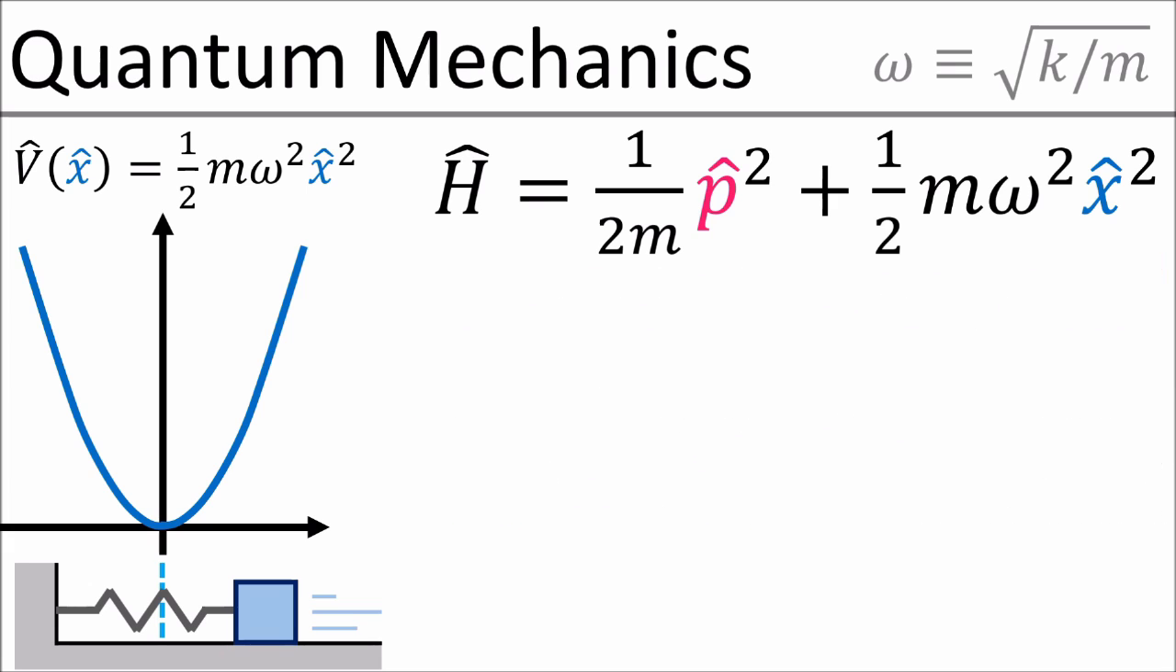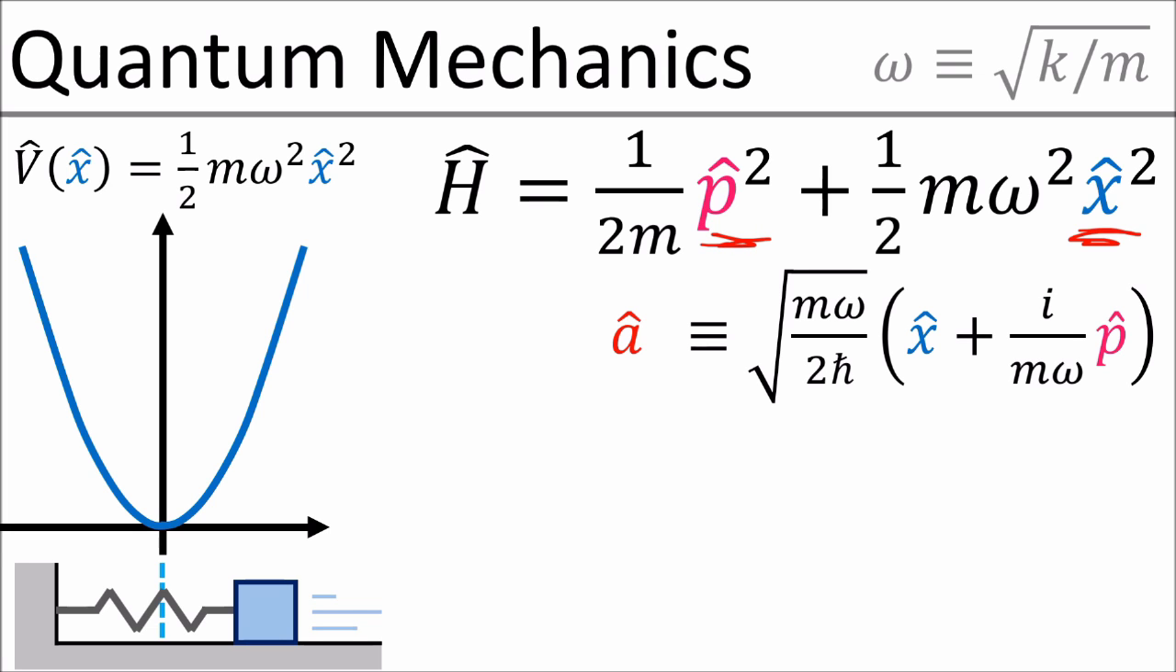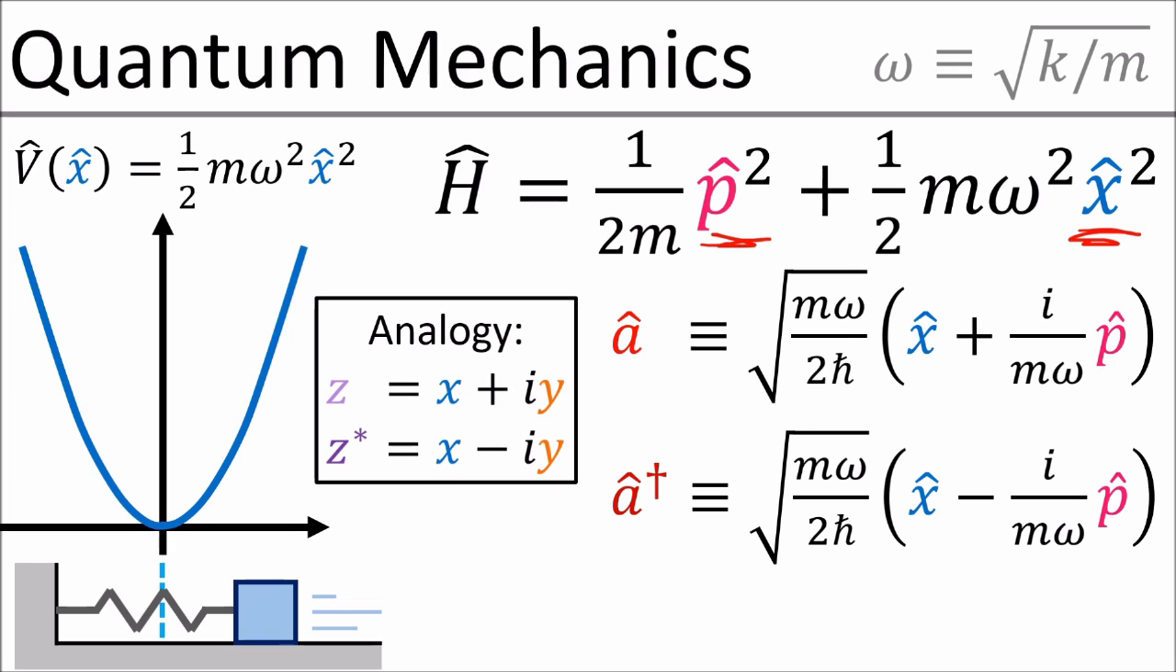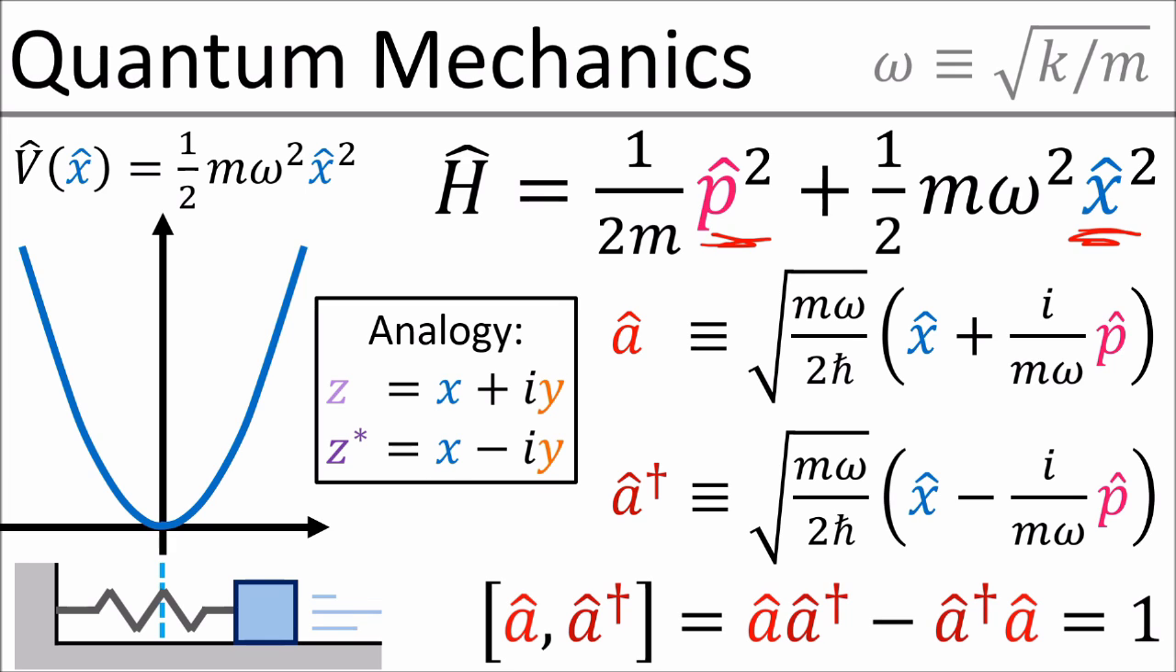There's an easier way to solve for the energy levels, where we take the x and p operators and use them to define two operators, A and its Hermitian conjugate, A dagger. This can loosely be thought of as changing variables in a 2D plane from a pair of real numbers x and y to a pair of coordinates given by a complex number z and its complex conjugate. These new operators A and A dagger have a commutator of 1, or the identity operator.